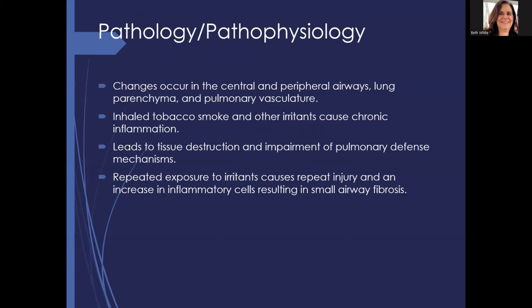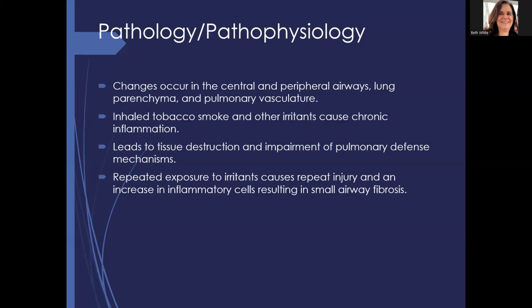Pathology or pathophysiology. Changes occur in the central and peripheral airways. Okay, so we have lung damage in the lung parenchyma and the pulmonary vasculature. Inhaled tobacco smoke and other irritants can cause chronic inflammation. Okay, so we already talked about that. Some of the chemicals in the tobacco smoke, when it's inhaled, it causes inflammation in the airways. It causes increased mucus production and secretion. And it also paralyzes the cilia, so that stuff can't be eliminated from the airways.